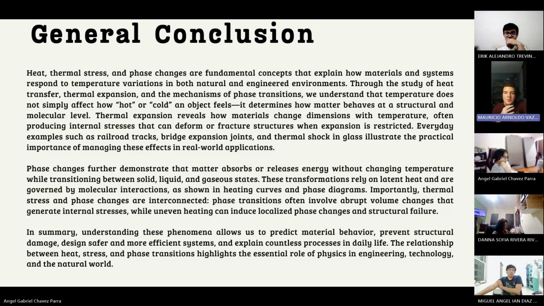In summary, understanding these fundamentals allows us to predict material behavior, prevent structural damage, design safer and more efficient systems, and explain countless processes in daily life. The relationship between heat, stresses, and phase transitions reveals the essential role of these principles in engineering, technology, and the natural world.